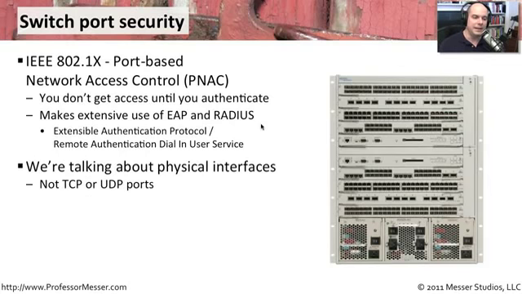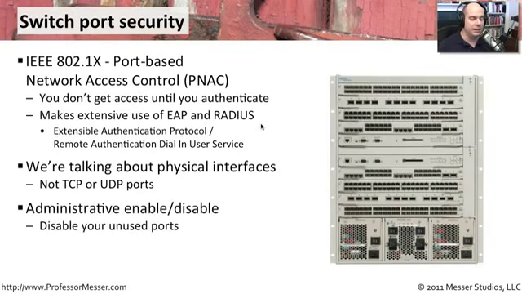Now we're talking about protecting here the physical interfaces of your switch. When somebody talks about port-based network access control, you sometimes have to make sure: are you talking about the physical ports on my switch, or are you talking about TCP and UDP ports? In this particular example for switch port security and 802.1x, we're really talking about physical access to the ports on these switches. You can also, and this is a very good best practice, administratively enable and disable ports as they are needed. If a port is not being used, disable it. That way you won't accidentally enable it, and that also means somebody can't walk up to your switch and plug in and get access to your network.